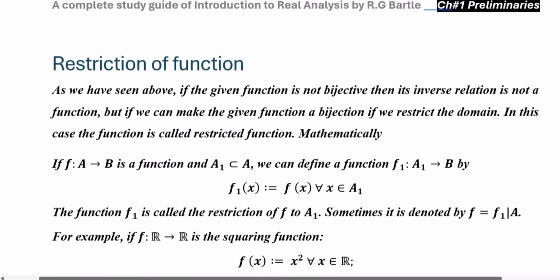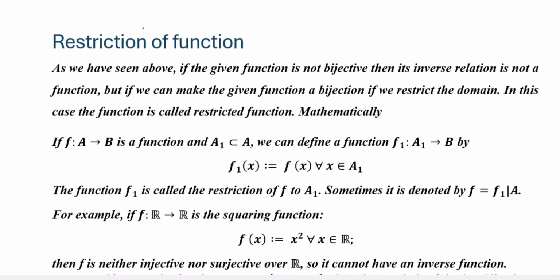Next, restriction of f. As we have seen above, if the given function is not bijective, then its inverse relation is not a function. But we can make the given function a bijection if we restrict the domain. In this case, the function is called a restricted function.